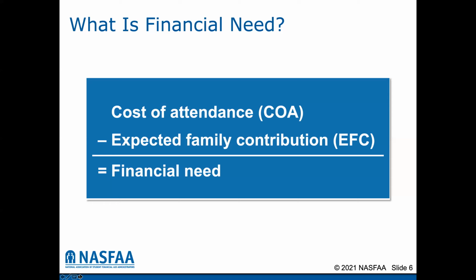The second institution of $15,000 minus the $5,000 EFC, they would have $10,000 in need. Now this is the same student, same family. The third institution of $50,000 minus the $5,000 EFC would have $45,000 in need. So depending on the institutions your student is looking at, their financial aid packages could be drastically different from school to school.